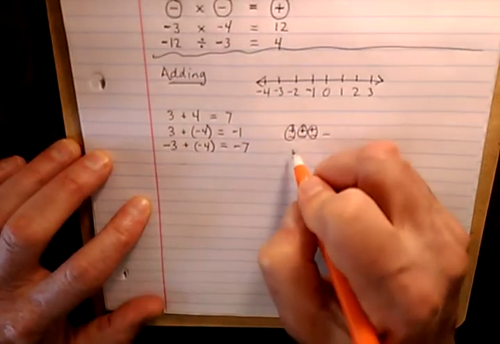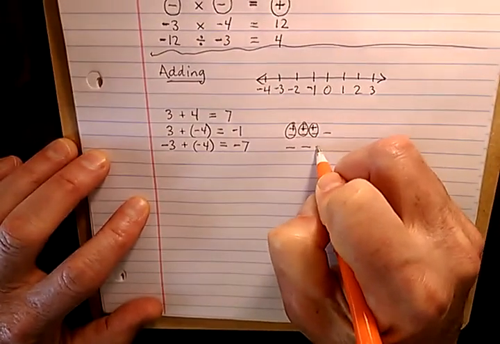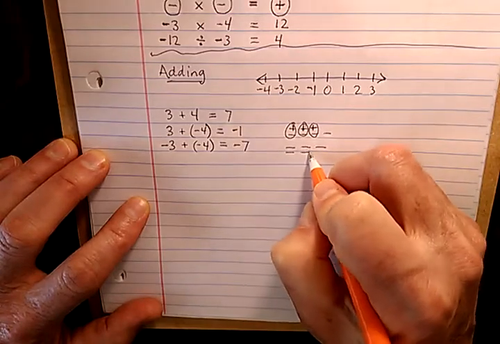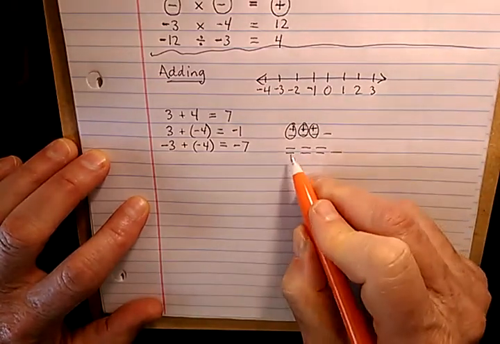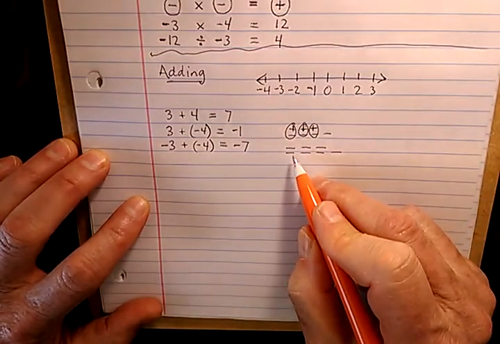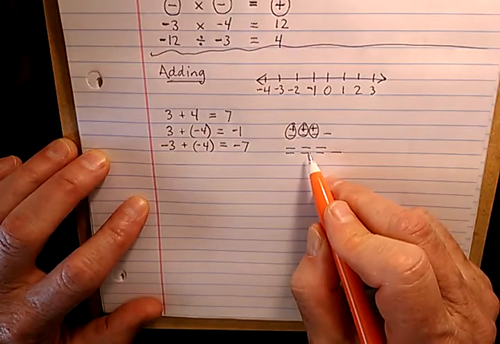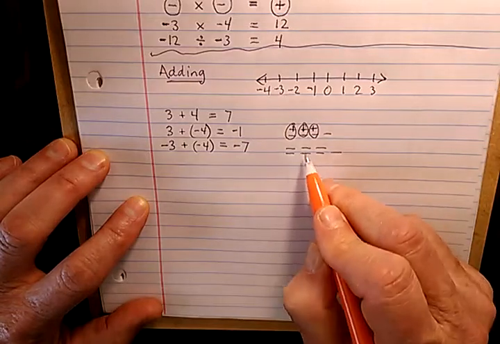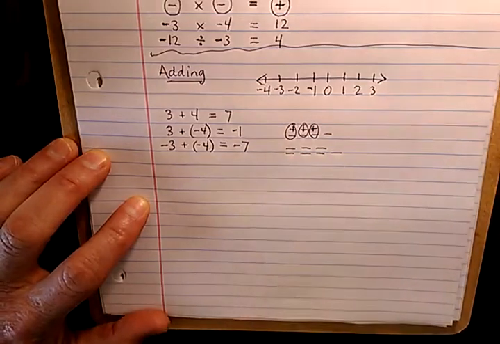And it's the same if we draw a picture. Negative 3 plus negative 4 would mean we have 3 negatives, and then we're adding 4 negatives. 1, 2, 3, 4 negatives. I can't circle any of these as zero pairs because there are no positives here. A zero pair has to have a positive and a negative, but here there's only negatives. It's just 7 negatives altogether.